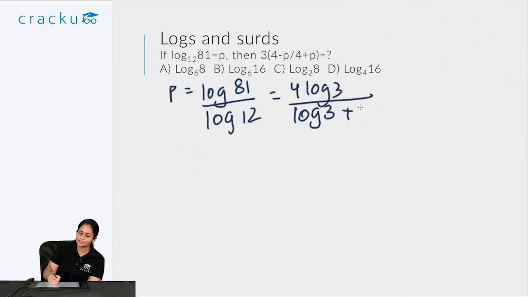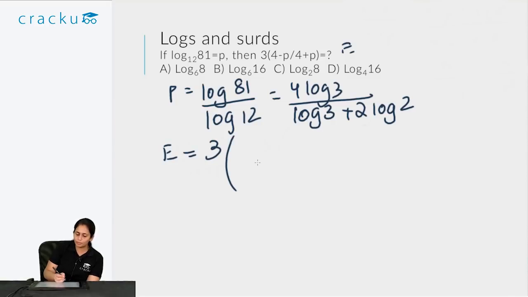And log 4 is essentially 4 is 2 squared, so I can write this as log 2 into 2 log 2. So I get p value as this. Now to calculate my desired equation, suppose this is E. So E is equal to 3 times (4 minus p) divided by (4 plus p). So 4 minus p is 4 minus this value.